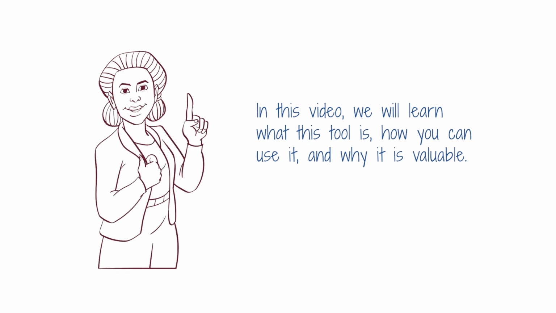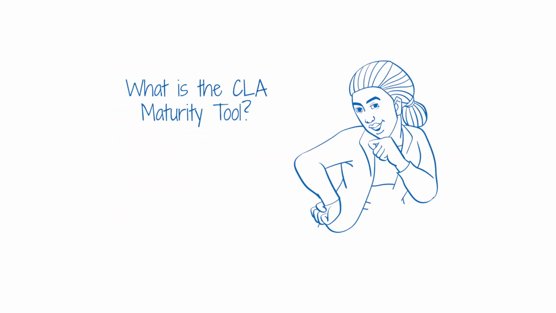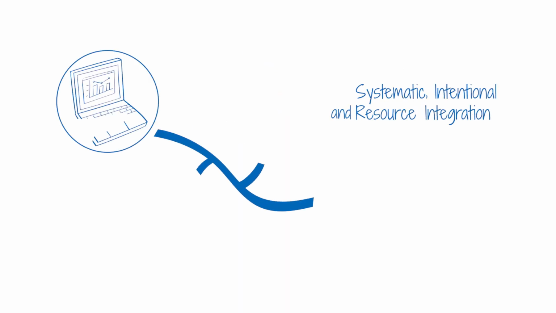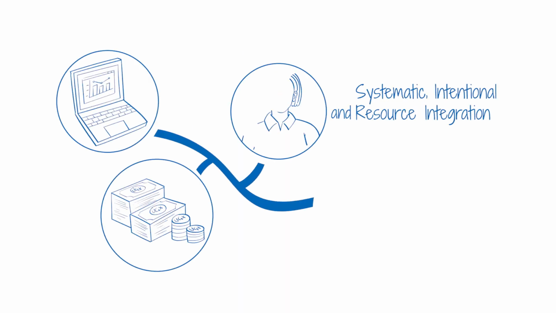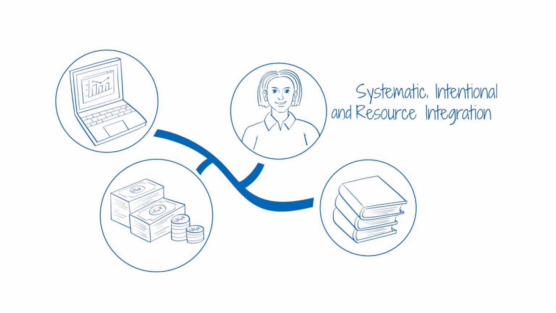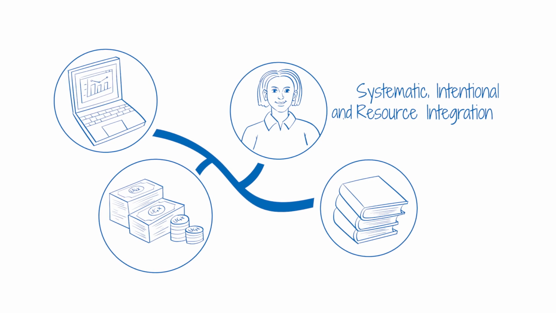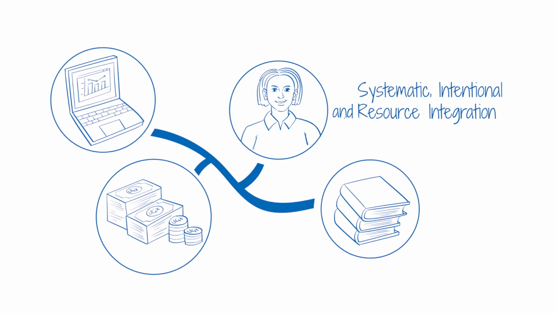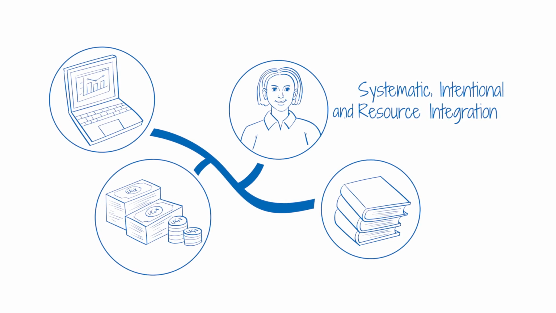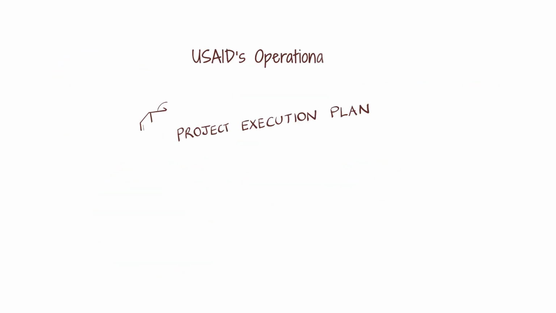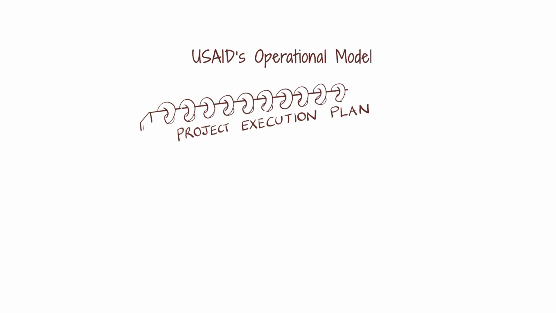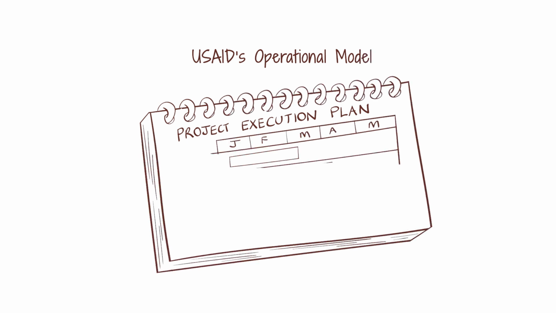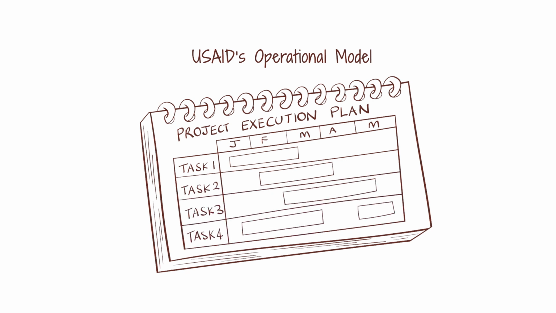What is the CLA Maturity Tool? The CLA Maturity Tool is an interactive tool that shows you what systematic, intentional, and resourced integration of CLA can look like throughout your implementation cycle and within an organization's culture and processes. The CLA framework is USAID's operational model for planning, delivering, assessing, and adapting development programming.